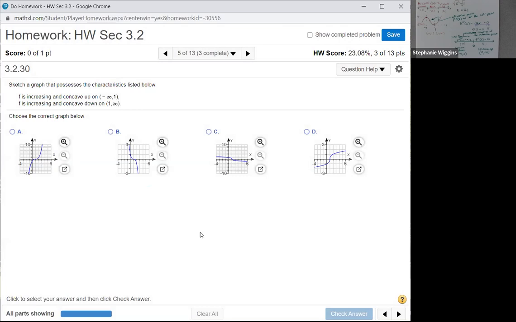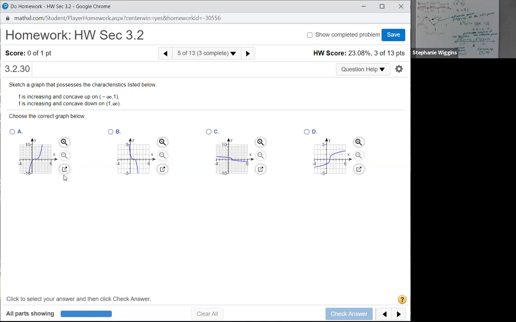Now it says sketch a graph that possesses the characteristics listed below. So F is increasing and concave up on minus infinity to 1, and then it's increasing and concave down on 1 to infinity. So it's everywhere increasing. So B is out because look, it's going down as you move from left to right. So this is out, that's decreasing. This one is out because it's also going down as you move from left to right. So it's either A or D.